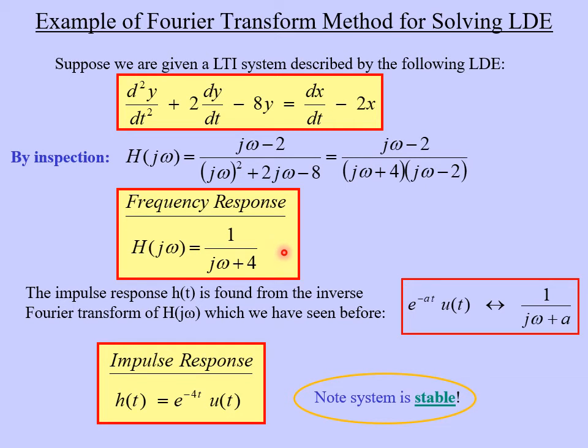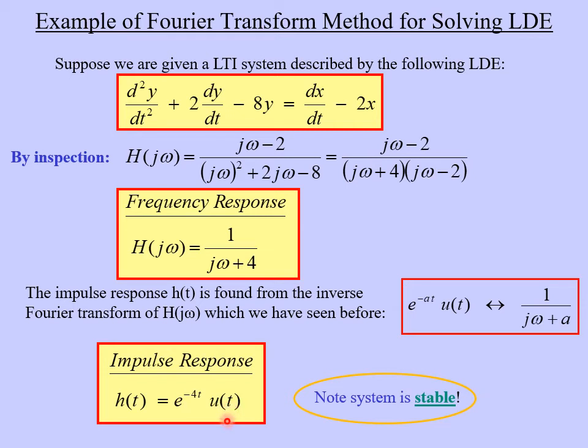Now from the frequency response, I can immediately write the impulse response. So in other words, I can go from big H to little h by using, again, here it is, over and over, we see this same Fourier transform pair for an exponential function. And so by inspection, we can see that A here is 4, okay? So this impulse response becomes e to the minus 4t times a step function u of t.